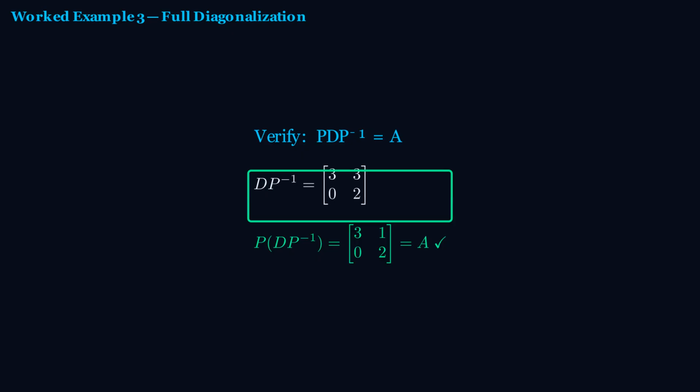Now multiply P times this result. First row gives 3, 1. Second row gives 0, 2. This equals A. Diagonalization verified.